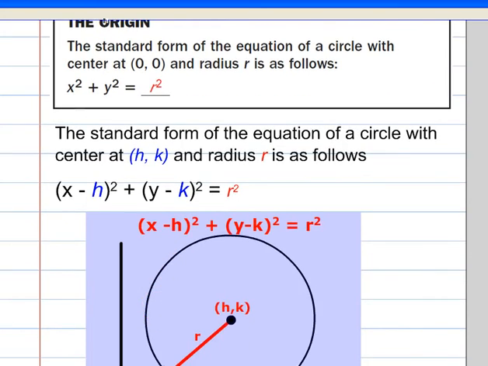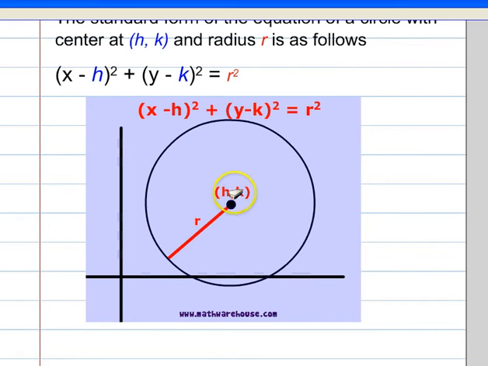I suggest you draw a picture of a circle, and here is the center, and here is the length of the radius, and see how they relate to the actual equation of the circle. So that was just a review of circles. Now we're going to move on to the general form of conic sections.